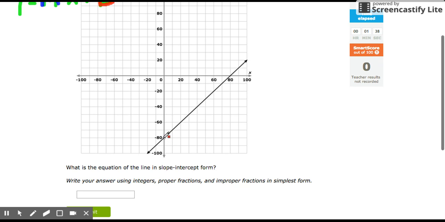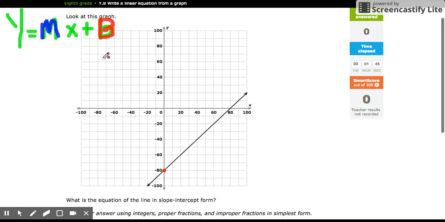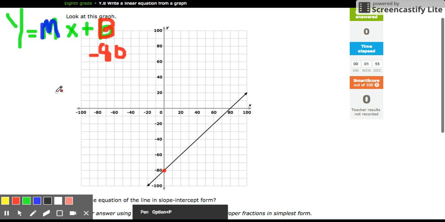So let's look at this. This number right here, boom. What number is that? It's negative 80. So b would be 80, and it's negative. So it's not plus, it's negative. Then you're going to put the x down here.